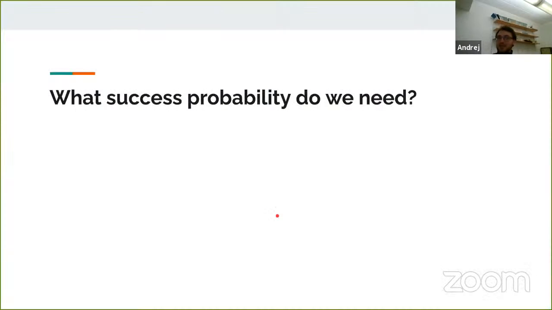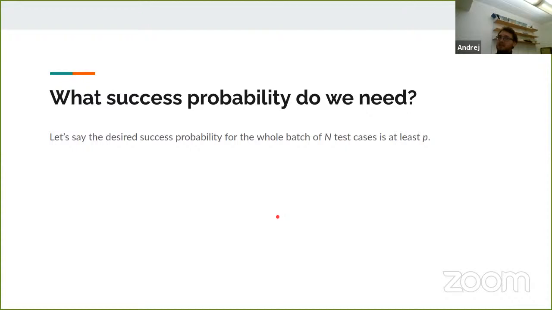Now, the first example of how this rule comes out in practice is when you're trying to come up with a randomized algorithm and you need to figure out what probability of success you need in order to be confident that your solution will actually pass the grader. Because you don't evaluate your solution on a single test case; there'll be multiple test cases. So let's say that the desired success probability for the whole batch of n test cases is P.